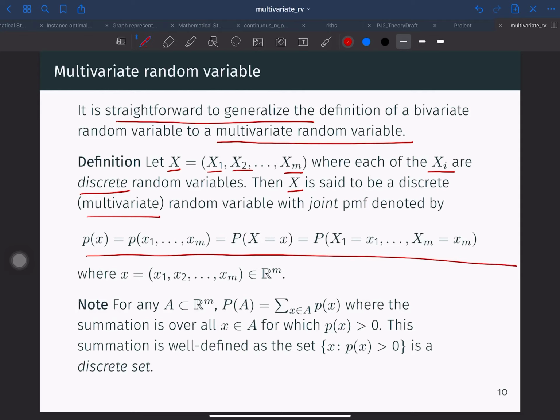And once again, for any subset A of Rm, the probability of the set A is the sum of the joint PMF. To avoid summation of uncountable elements, we will require this sum to be over all x for which px is bigger than 0. And this is well defined because the set for which the PMF is bigger than 0 is a discrete set. So this is summable.